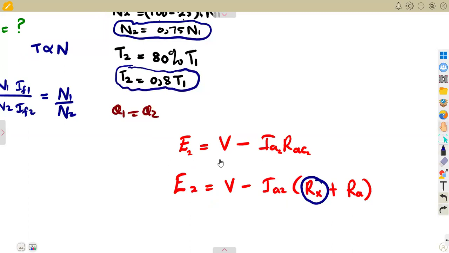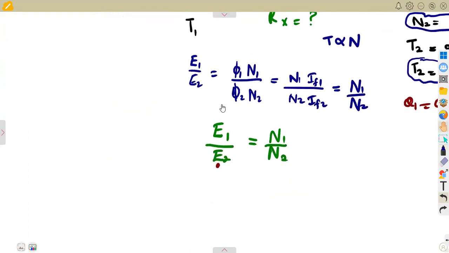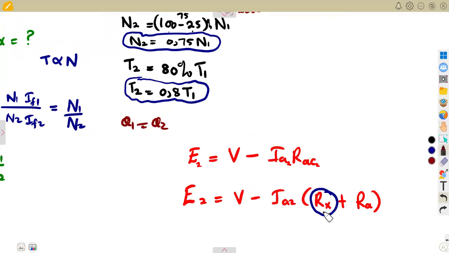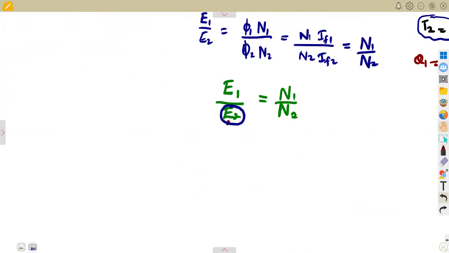So there is no way you are going to escape this speed control formula. No, you need this speed control formula. On the speed control formula, our main focus is to calculate E2. The E2 that we are going to calculate is the one that we are going to use to calculate Rx. So let's think of this. How can we calculate E2?